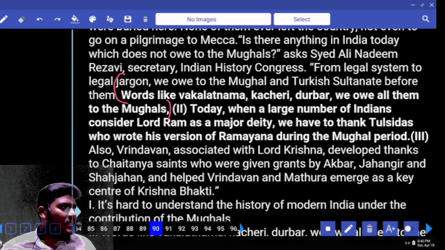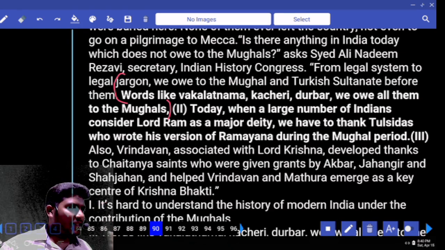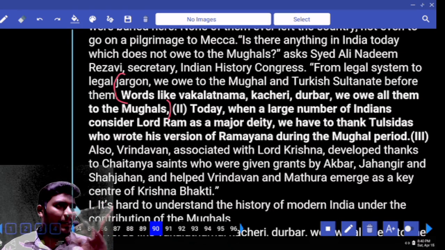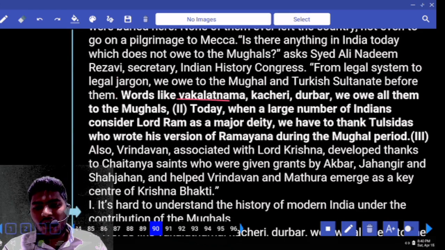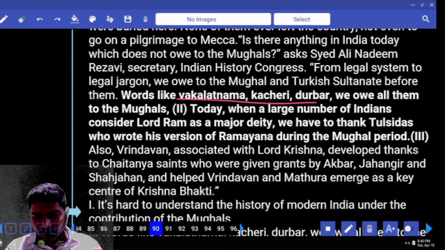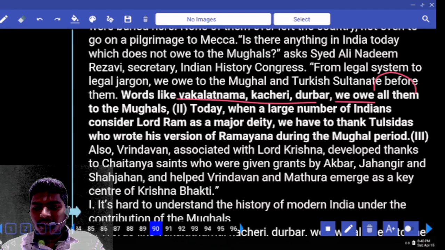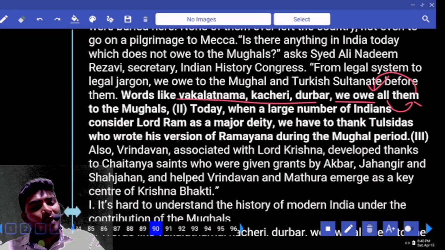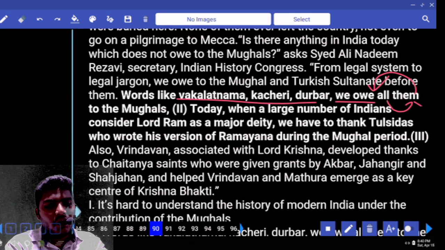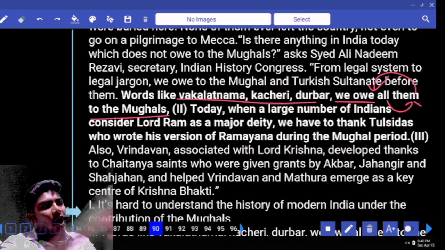Words like Wakalatnama, Kacheri, Darbar, we owe all them to the Mughals. Let me give you one hint, okay? You need to just swap 2 words. You will get the answer. Just swap. You don't need to change, just swap. Words like all these words, okay? Because of all these words, we owe, subject and verb, we owe, not all them. It must be, we owe them all to the Mughals.